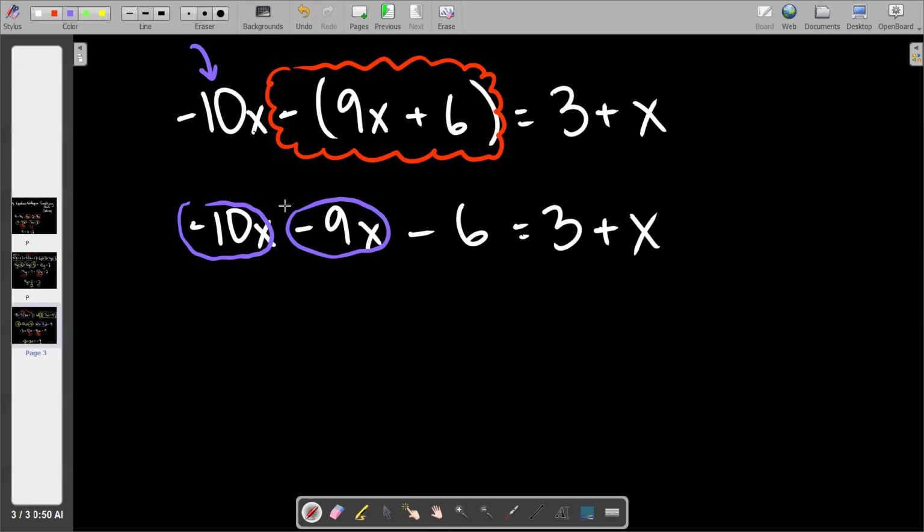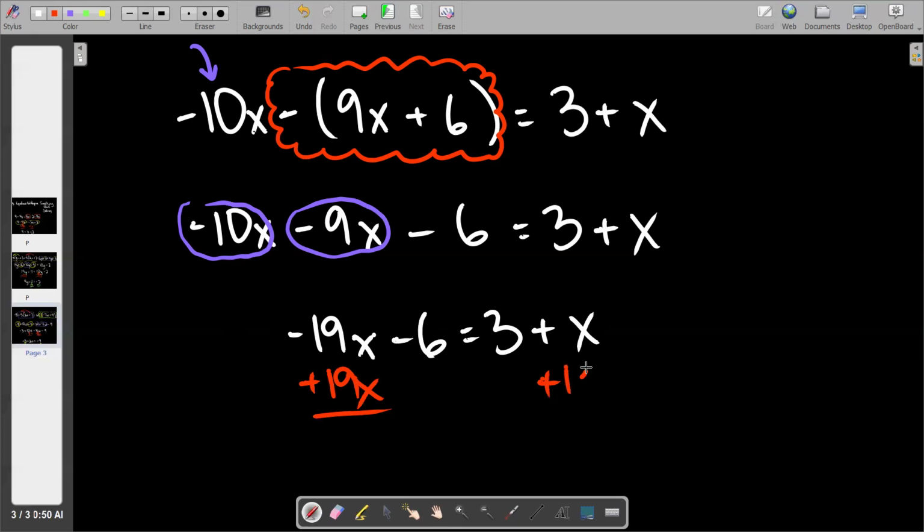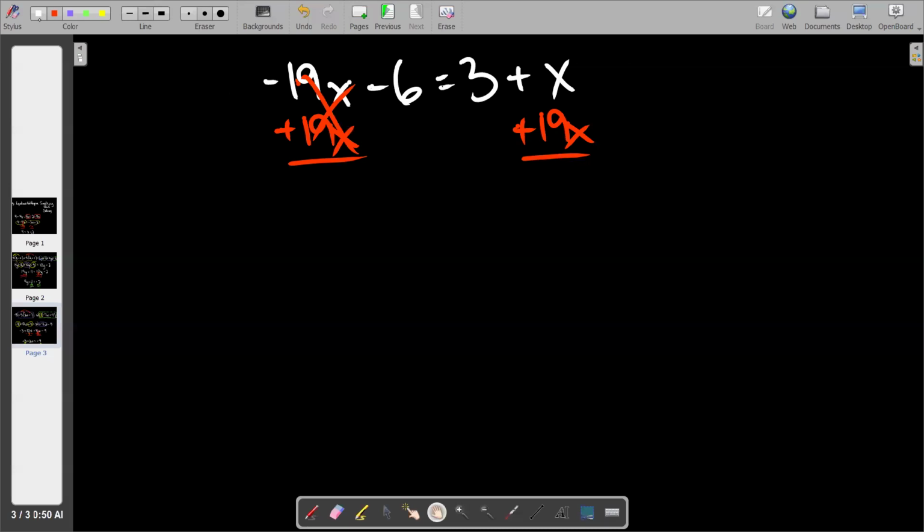What do we get? Negative 19x. We made it. Now we can do it. What do you want to do? Add 19. Next line, left to right, all the way. -6 equals 3 plus 19x. Love it. Next step.